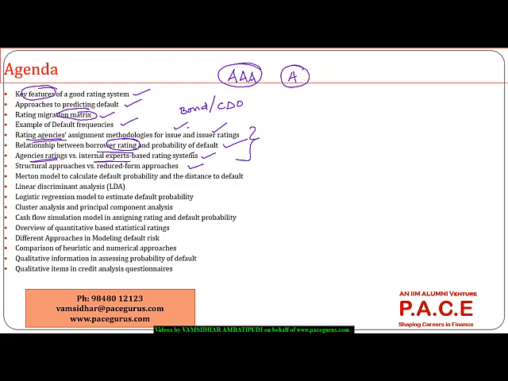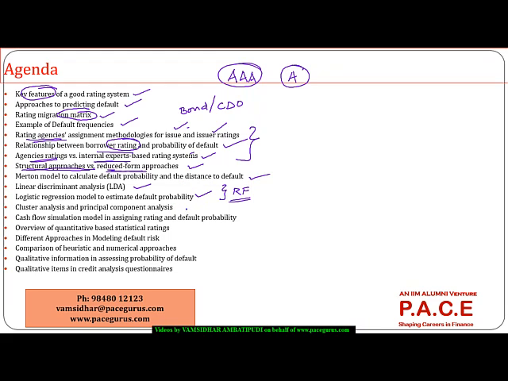So once this aspect is done, we will move to a few quantitative kind of approaches, right? Statistical based approaches for estimating the probability of default. Within that, we have two broad headings. One is the structural approach, the other one is the reduced form approach. So we will have different techniques under each of the approach. For example, the Merton model is a part of a structural approach, whereas the linear discriminant analysis and logistic regression models, they are examples of reduced form model. So we'll try to understand what are the structural models and what are the reduced form models for estimating the default probability.